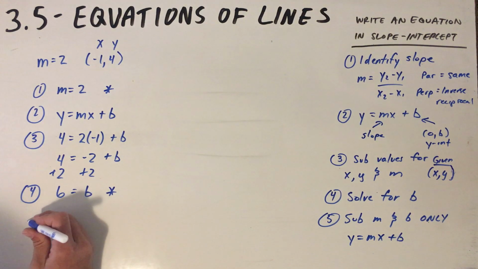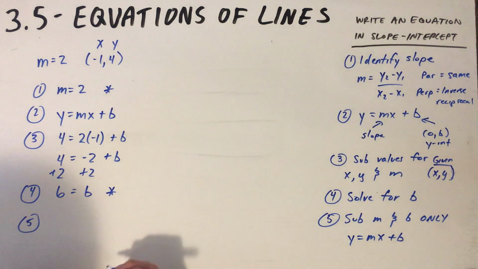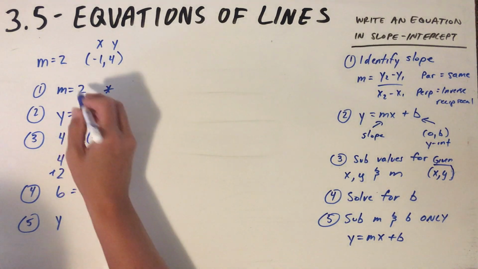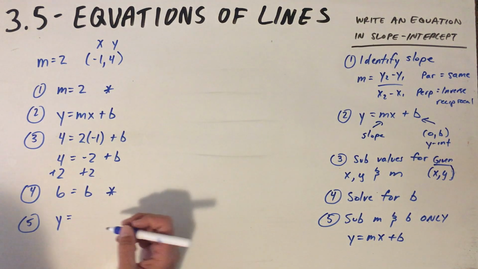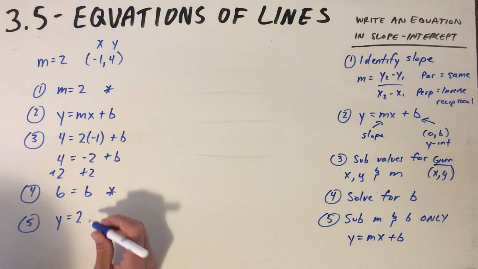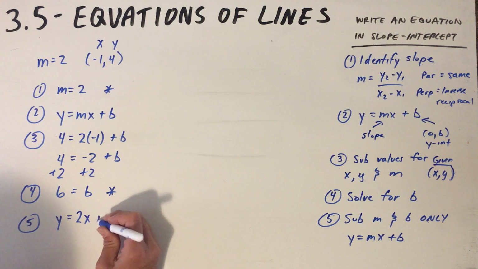Sweet. Now I know m and I know b. Because I know them both, now I can write the equation of this line using y equals mx plus b, but this time I'm only going to substitute the values for m and b. This is what makes a unique equation. The equation itself is going to be y equals 2x plus 6.